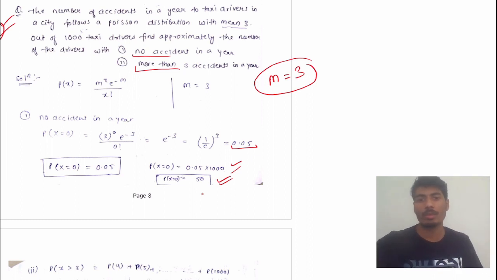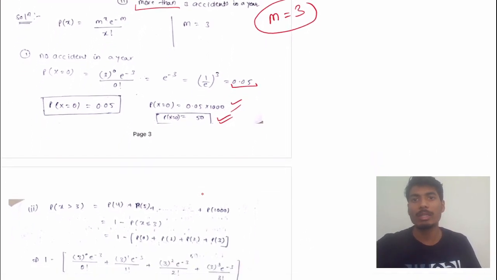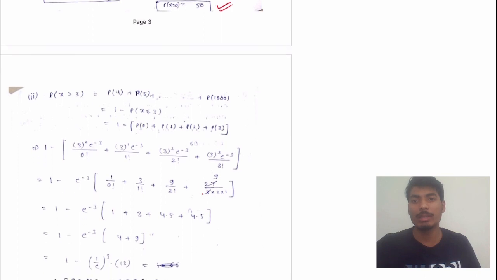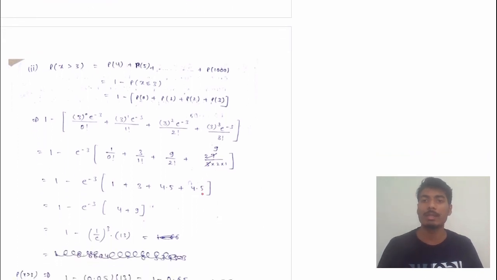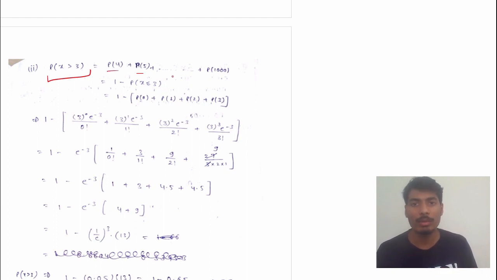Okay. Now see the second. More than 3 accidents in a year. More than 3 means what? X is greater than 3. So x greater than 3 means x equal to 4, x equal to 5, x equal to 6, x equal to 7, up to x equal to 1,000.